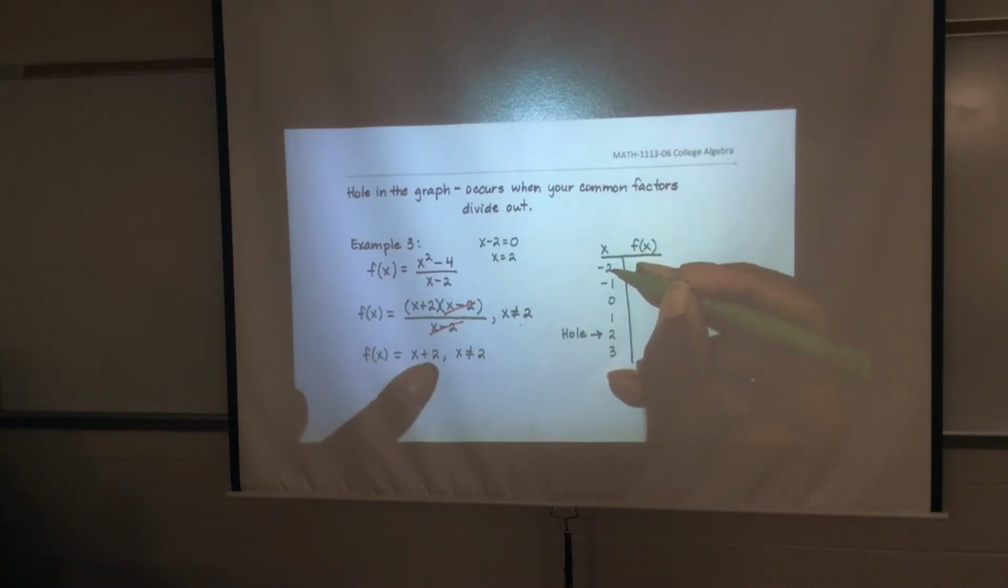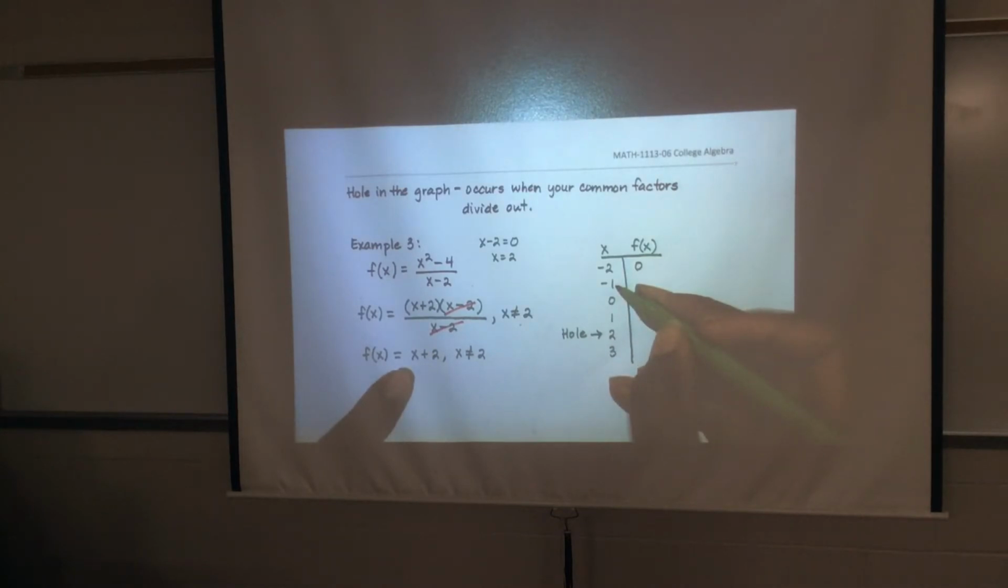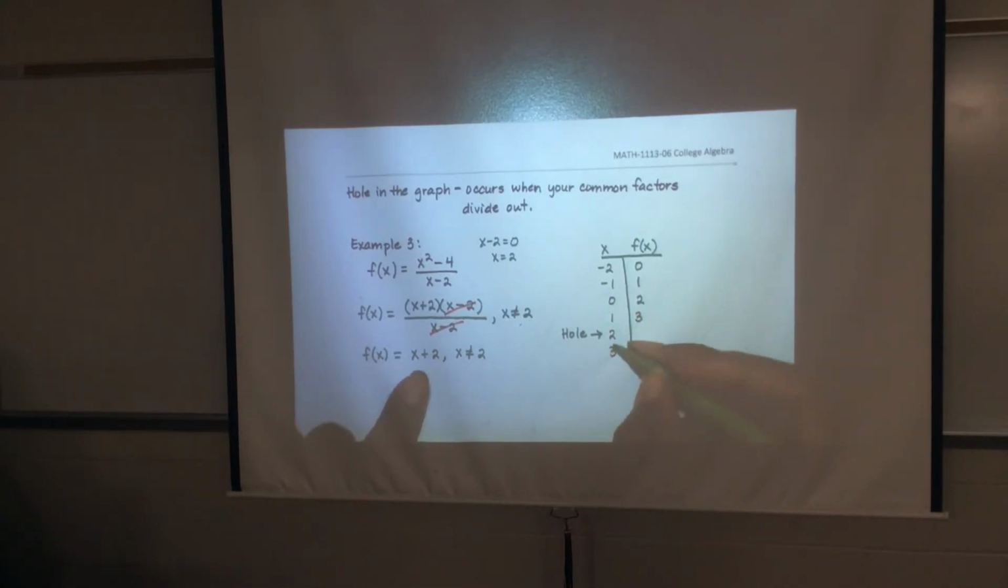So like this, let's say x equals negative 2. Well, negative 2 plus 2 would be 0. Now x is negative 1. Negative 1 plus 2 would be 1. Now x is 0. 0 plus 2 is 2. Now x is 1. 1 plus 2 will be 3. Now for x is 2, 2 plus 2 will be 4. So at the ordered pair 2, 4, that's where I will have a hole in the graph. And then for x equal 3, 3 plus 2 will be 5.